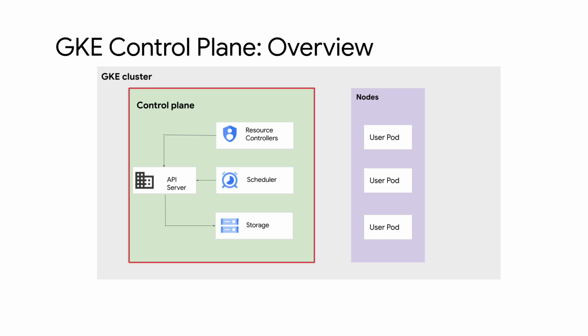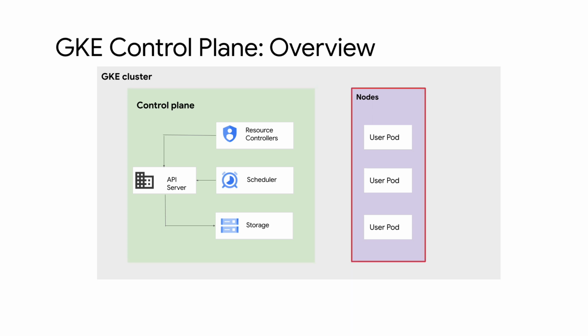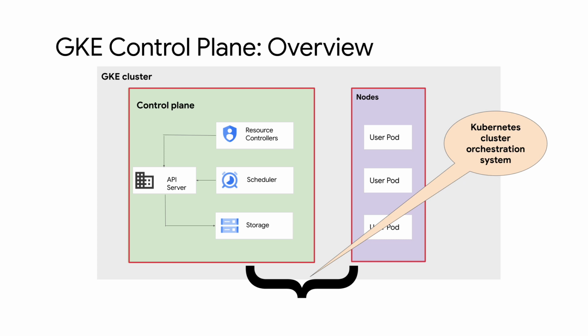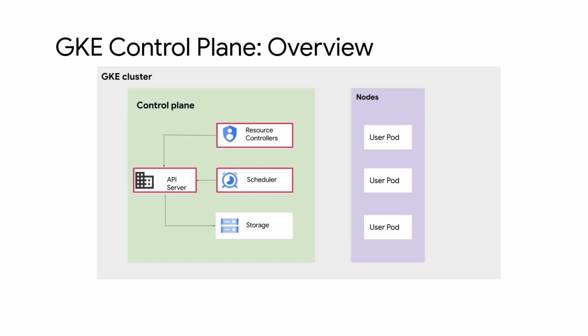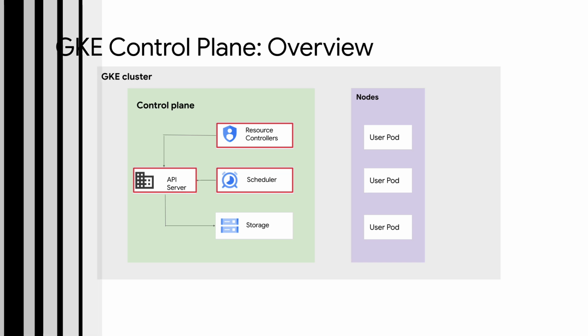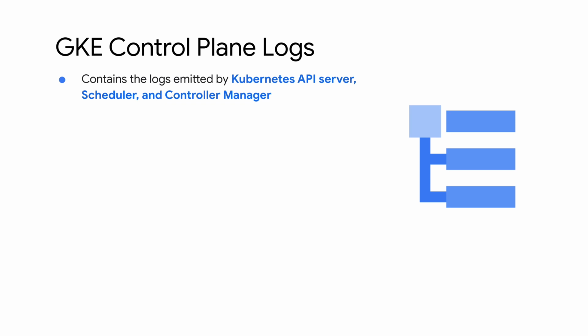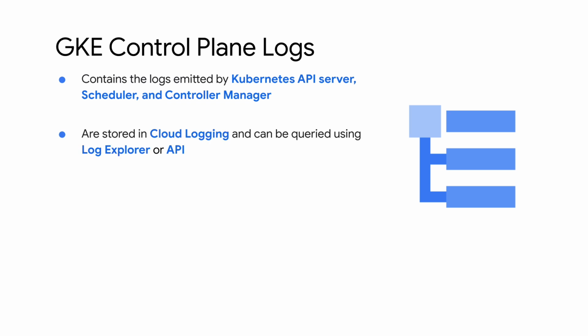A GKE cluster consists of a control plane and worker machines called nodes, which together constitute the Kubernetes cluster orchestration system. The control plane runs processes such as the Kubernetes API server, scheduler, and core resource controllers. It is responsible for scheduling and managing workloads, scaling and upgrades on the nodes, and managing network and storage resources for the workloads. The control plane logs contain the logs that are emitted by the Kubernetes API server, scheduler, and core resource controllers. They are stored in Cloud Logging and can be accessed or queried using Log Explorer or the API.